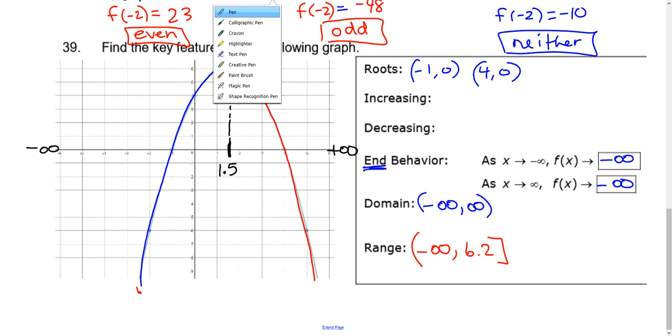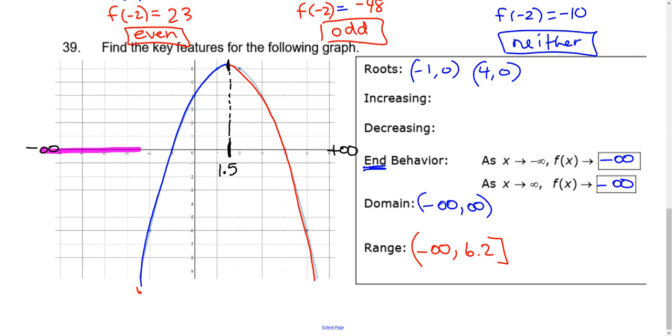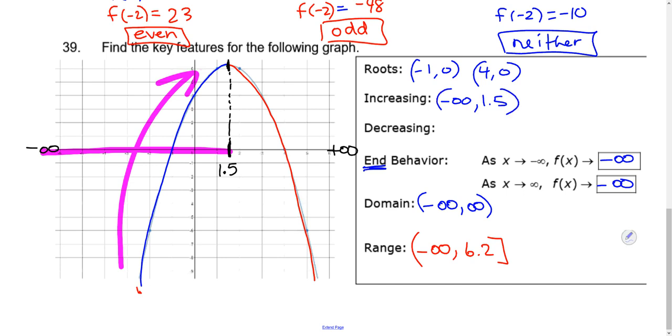Let me grab a highlighter. If you look at the left side, this is the interval for the increasing part because the graph is going up. So our increasing interval would be from negative infinity all the way to 1.5. And we never put brackets on these. Then my decreasing interval would be from 1.5 all the way to infinity because the graph is headed down on that side. So our decreasing interval starts at 1.5, and then it heads to positive infinity.